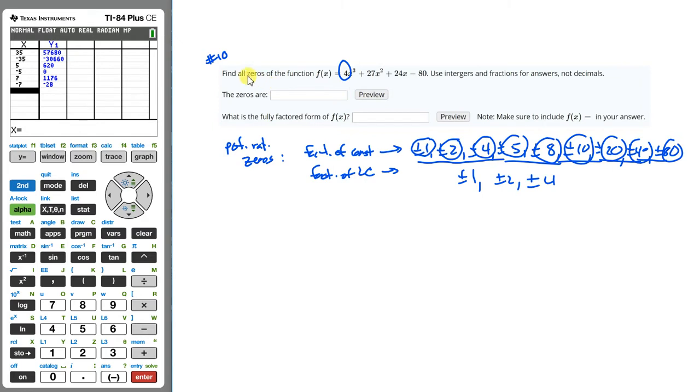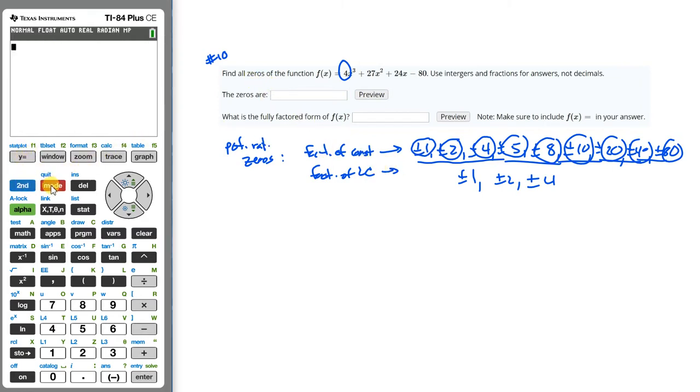So I'm just going to go ahead and quit the table from the previous problem, go to y equals. Let's clear out the function and put in the new function. The new function is 4x to the third, get out of the power, then plus 27x squared, plus 24x, minus 80.